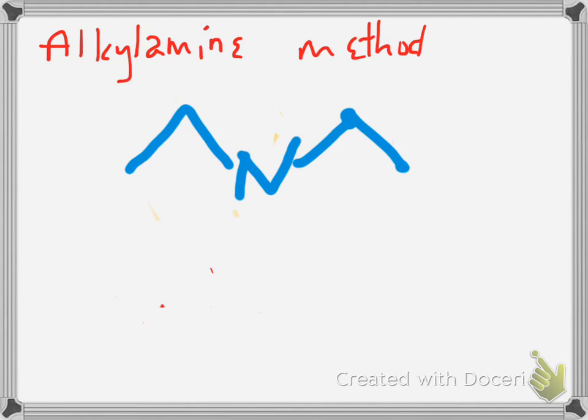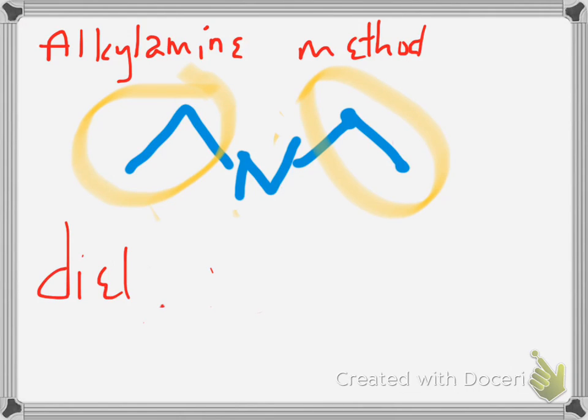So what happens if we have a secondary amine, like in this instance? Using the alkylamine method, we have to look to see if the two carbon-containing groups are identical or if they're different. And here we have 2 groups. They are both ethyl groups. And so it's quite simple. We would just name this one as diethylamine.